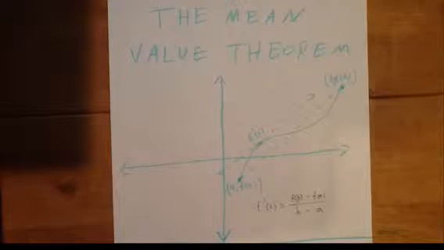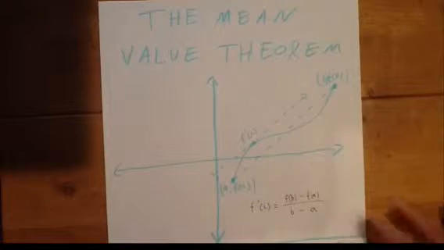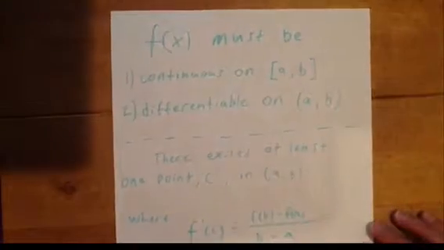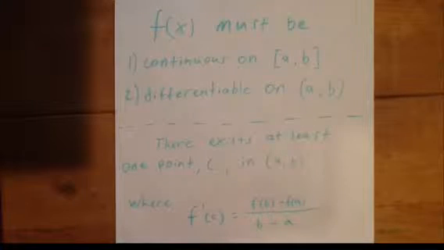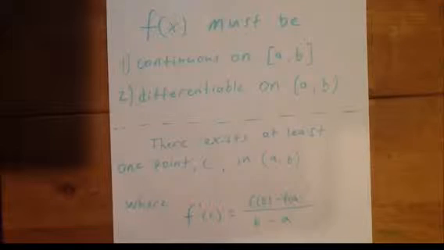Hey guys, so I'm going to talk about the mean value theorem, and basically this picture shows really what it is. I'll explain it later. But basically, in order to apply the mean value theorem, you have to meet these two conditions. Those conditions being that f of x must be continuous on the closed interval a to b and differentiable on the open interval a to b.